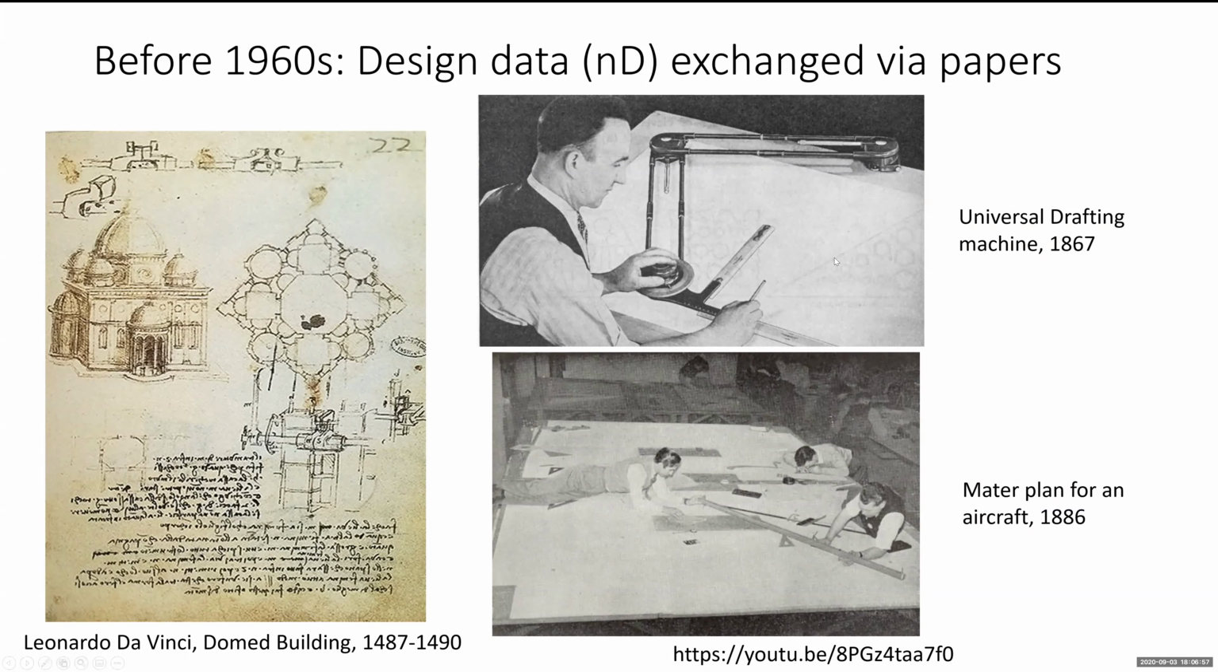Of course, technology advanced, so they developed something to help the paper-based design. This thing is called a universal drafting machine, invented in 1867, and this person was using that to do this drawing. And I provided this link.